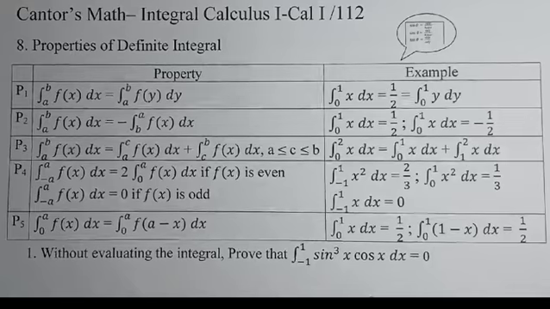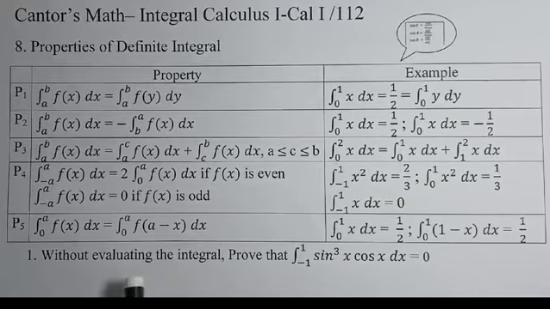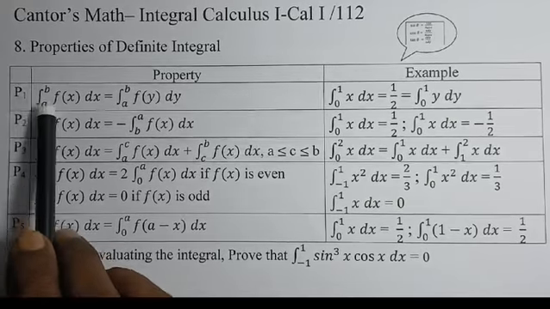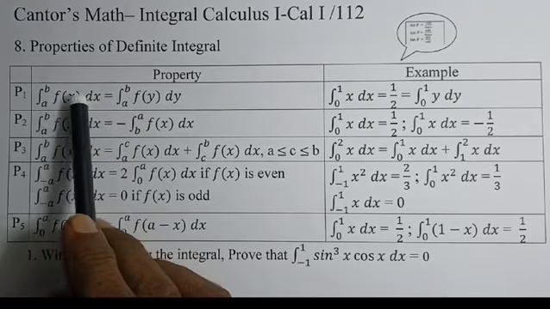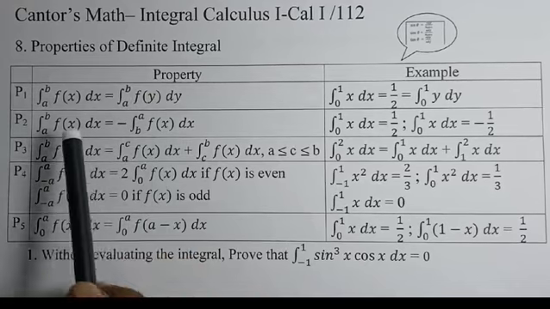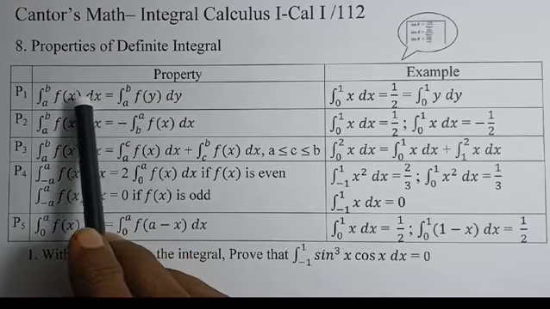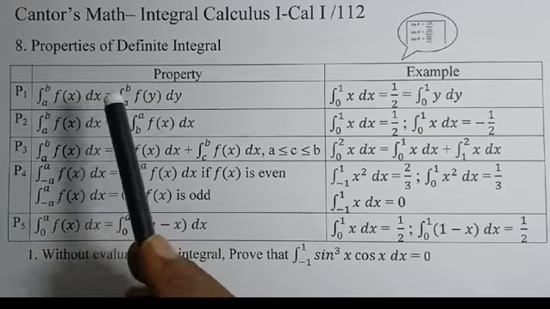Here we are going to discuss properties of definite integrals. Property number 1, P1: integral a to b f of x dx equals integral a to b f of y dy. f of x and f of y are integrands. Here you can change the variable x to y, or y to x, into any variable.